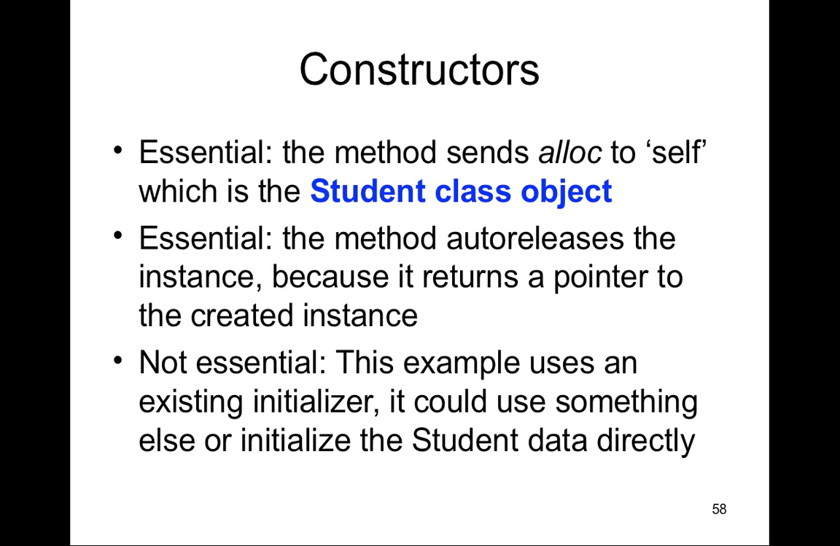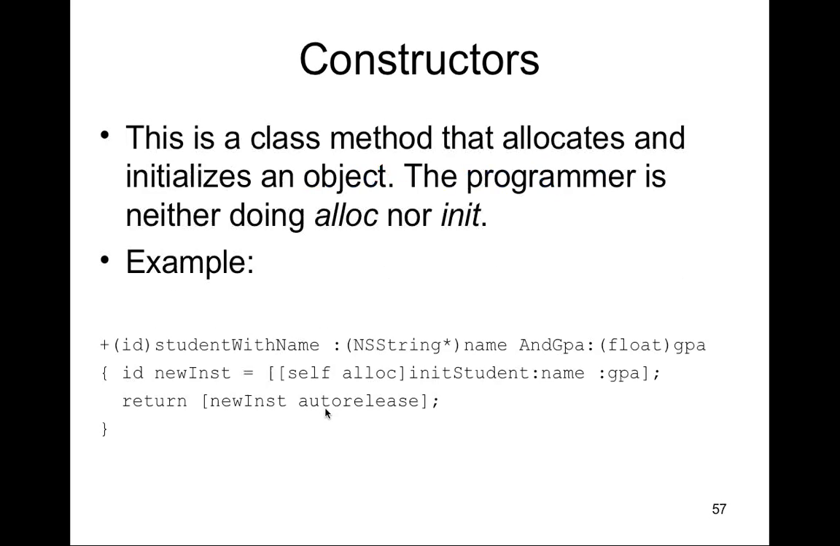Auto release it. So essentially the method sends alloc to self, which is the student class object, because if you remember, self is the object referenced. So essentially the method is auto-releasing the instance because it returns a pointer to the created instance. Non-essential, this example uses an existing initializer. Remember I said I called this one an init student.